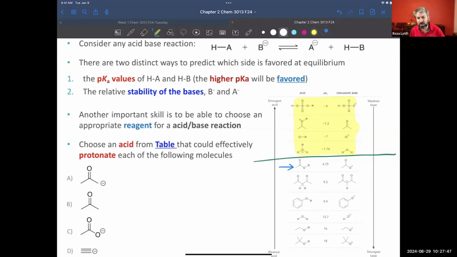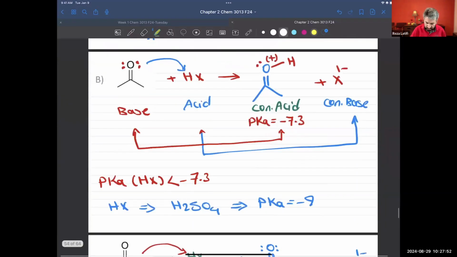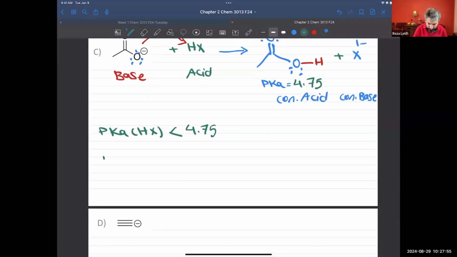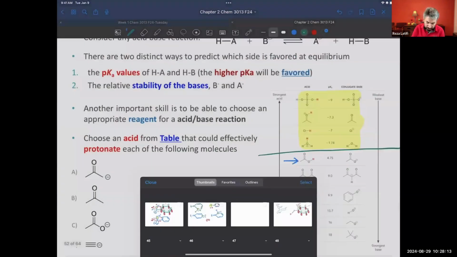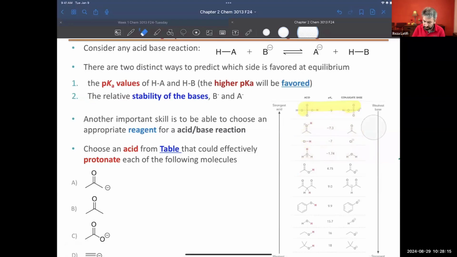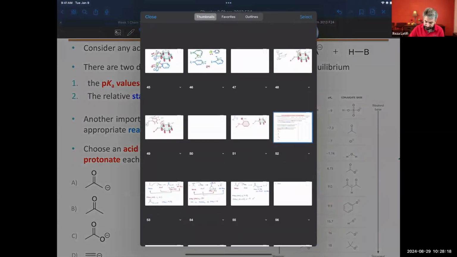Can we use, for example, HCl, which is -7? Yes. So I can use HCl, which is -7, and that's going to do the job for us. Okay, another example. Let me erase that part and prepare it for the next example.